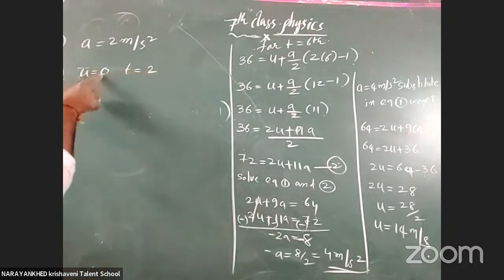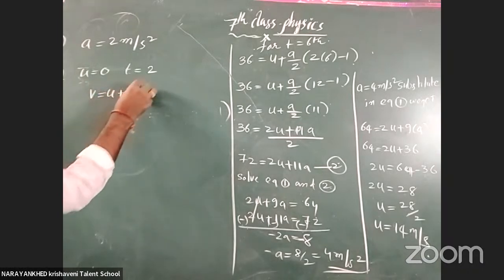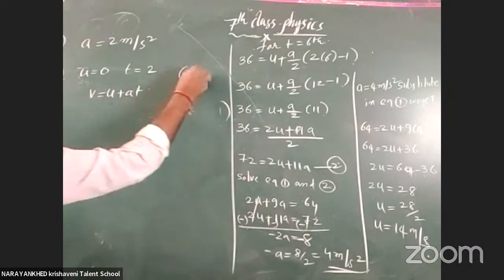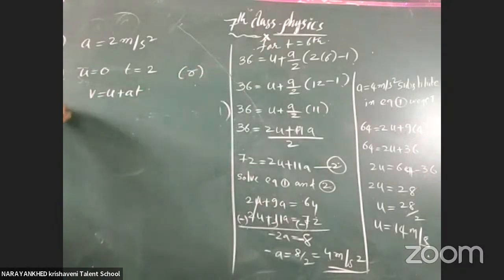Okay, now the u value is there, the a value is there. v is equal to u plus at. From that, you get the answer for the seventh one, answer A. Clear or not? You substitute u is equal to 0, a is 2, t is 2, and that becomes 4 actually. Okay, the answer is 4. Yes, A is 4.